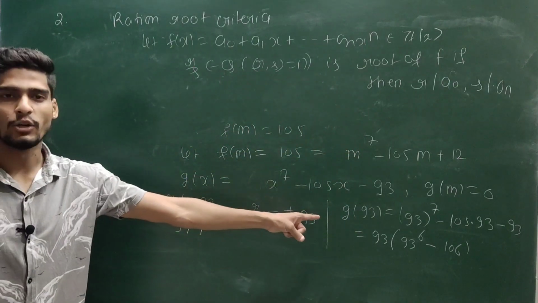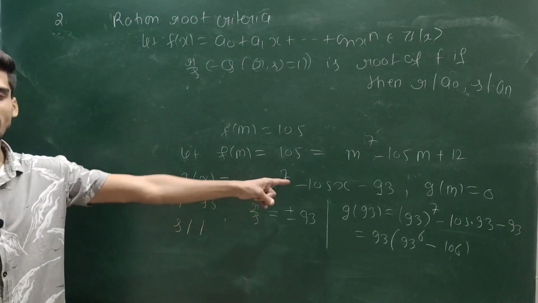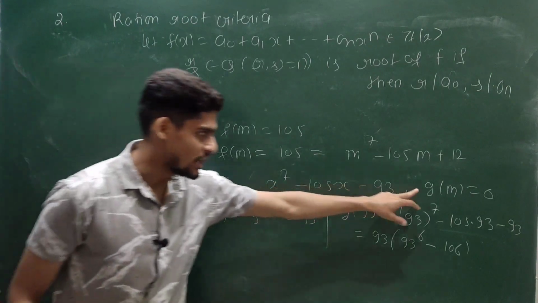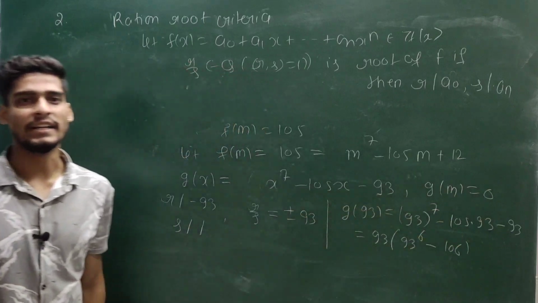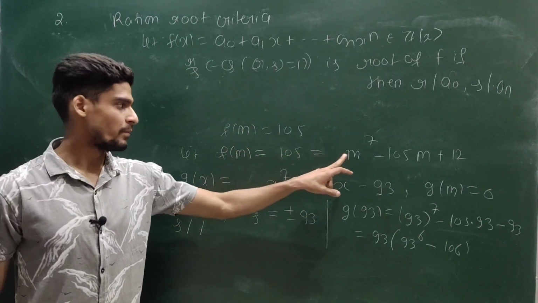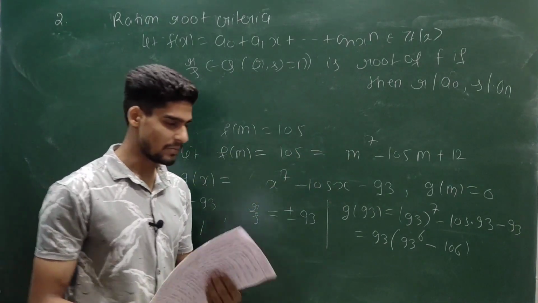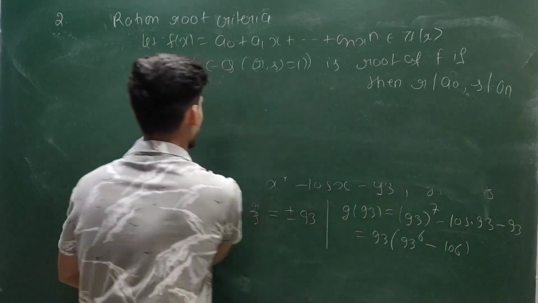and by similar argument you can check at point minus 93. ये minus 93 पर भी vanish नहीं होगा. That means this G cannot be vanished at any integer. If G cannot be vanished at any integer, this F cannot be 105 for any integer. So this is the explanation. Option B false. Now let me come to the option C.